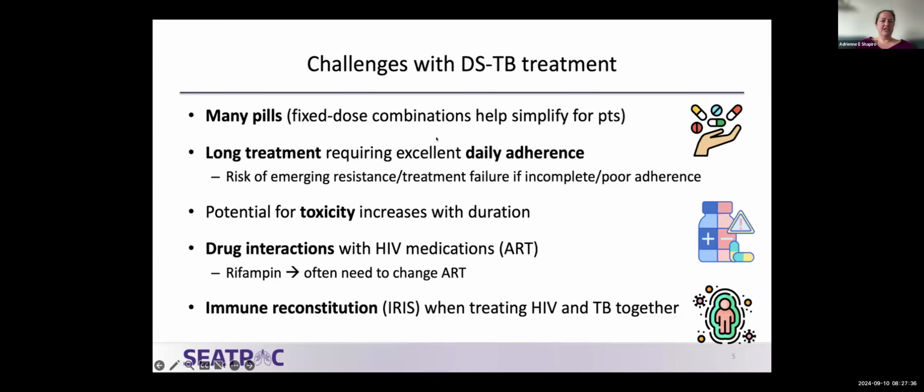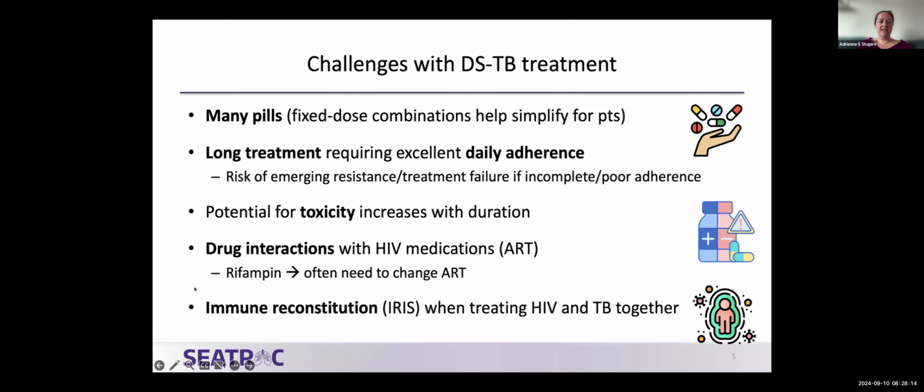So we've seen the challenges are it's many tablets. It can be a challenge for someone who's ill to take. The treatment is long, 6 months, requiring excellent daily adherence to prevent resistance. The potential for toxicity, so side effects, increases the longer you take a medication, and it is a very long course of treatment. There are many interactions between standard TB treatment drugs and other medications that people commonly take, particularly medications used to treat HIV, but also other common medications like blood thinners and anti-seizure medications.